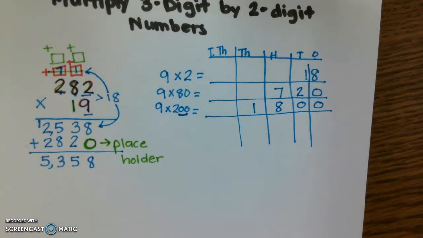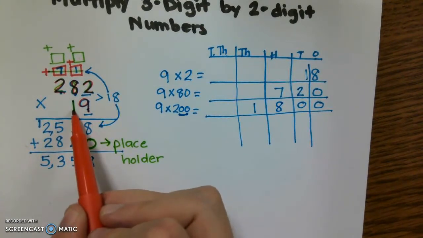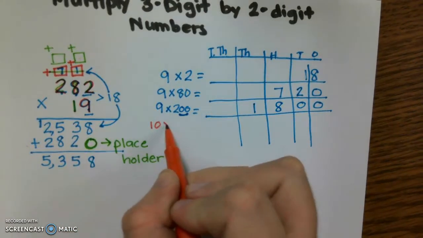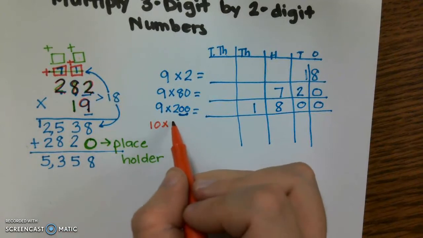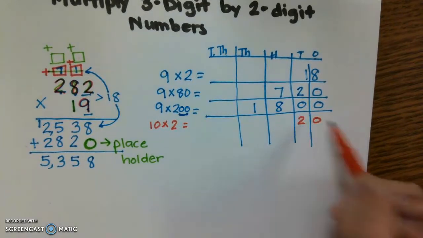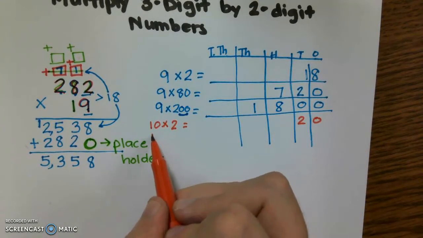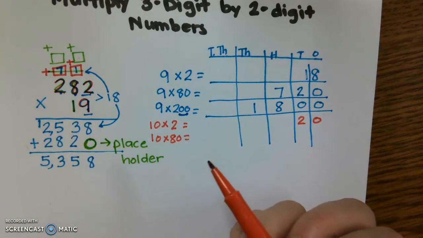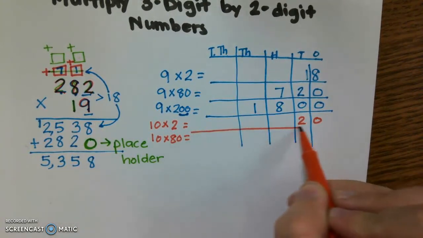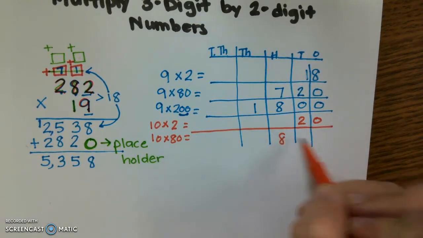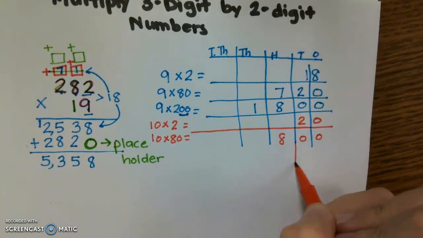Now I can move and I can multiply my tens. So this 1 has a value of 10 because it's in the tens place. So 10 times this 2 is 20. I'm back in the tens place. Then I can say 10 times 80 because that 8 has a value of 80. 10 times 80, 1 times 8 is 8 plus 2 zeros. That's 800. So 800. I'm going to have to extend my lines here a little bit.